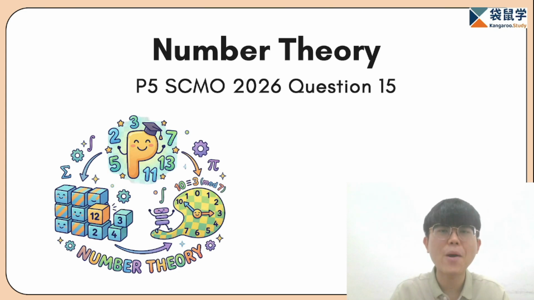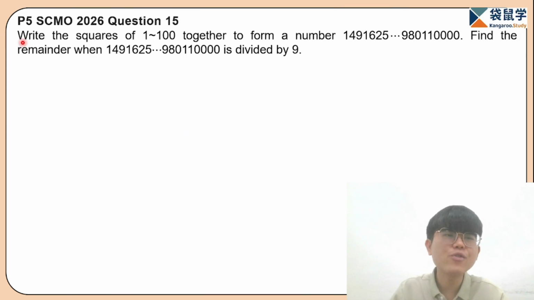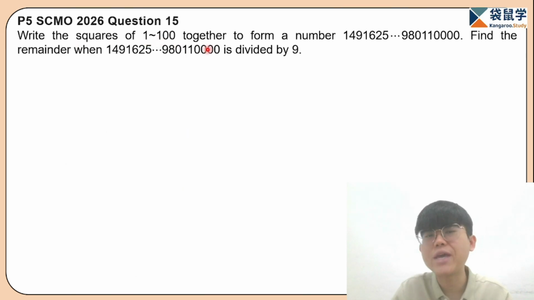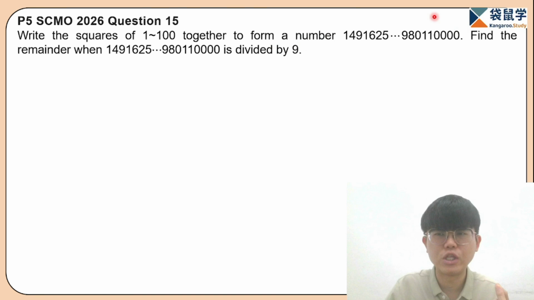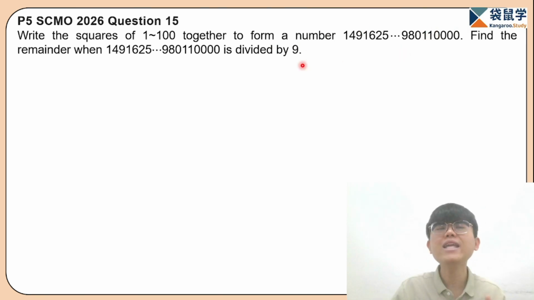Today, I'm going to talk about a question from SCMO 2026, which is about number theory. Let's have a look. We are asked to write the squares of 1 to 100 together to form a number. Oh, this very lengthy number. Find the remainder when this number is divided by 9.